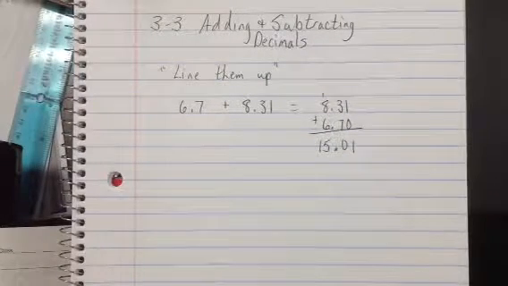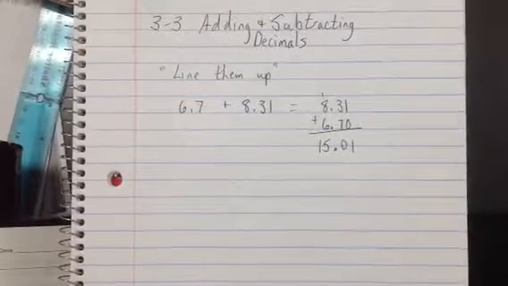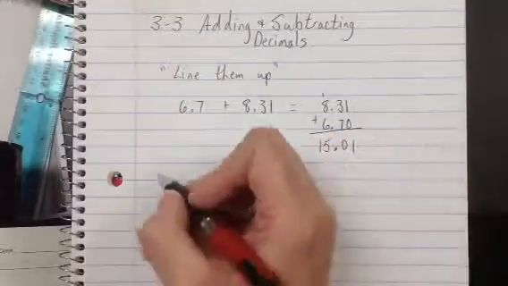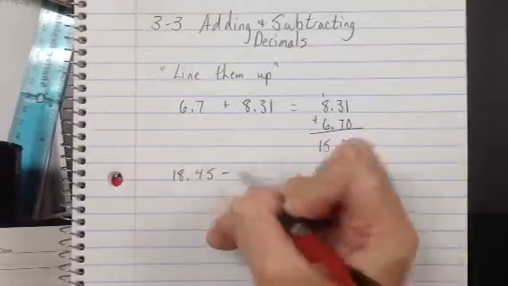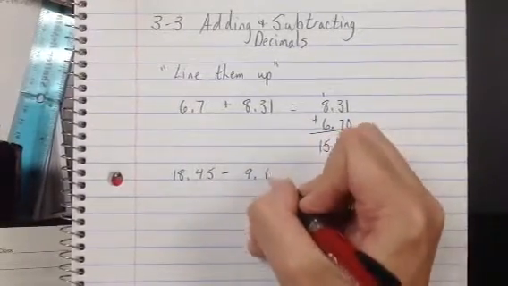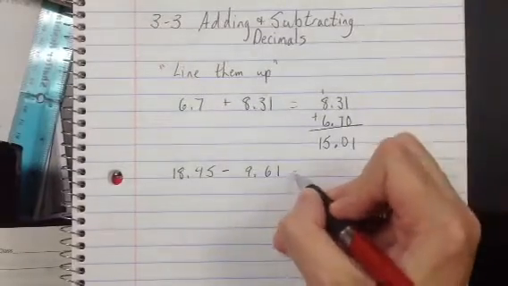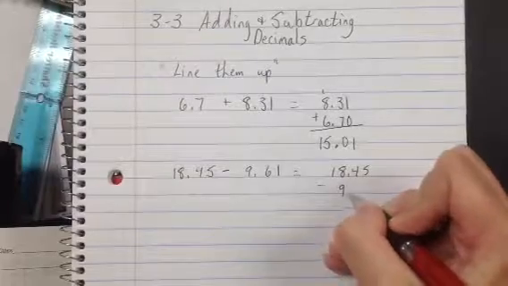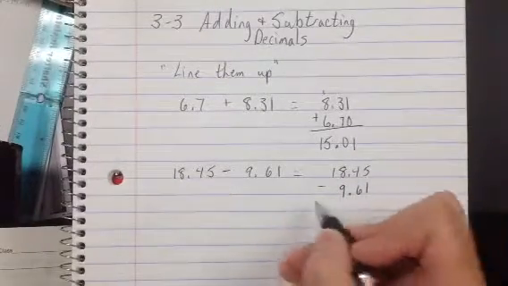I think I'm going to stick with a single example for addition because that's pretty straightforward and this is something you have done previously. Subtracting, equally important to line them up. If I have 18.45 and I'm supposed to subtract 9.61, I'm going to rewrite it. 18.45 and I'm subtracting 9.61. Ones with ones, tenths with tenths, hundredths with hundredths.